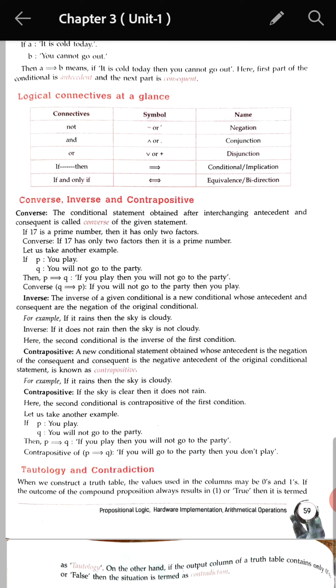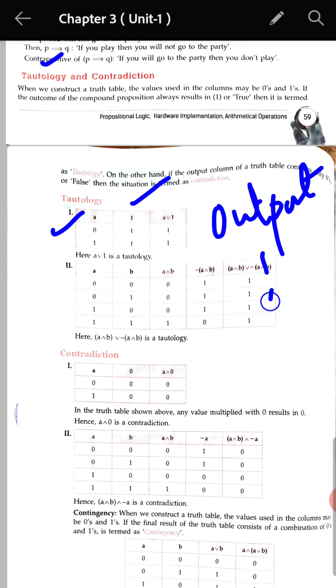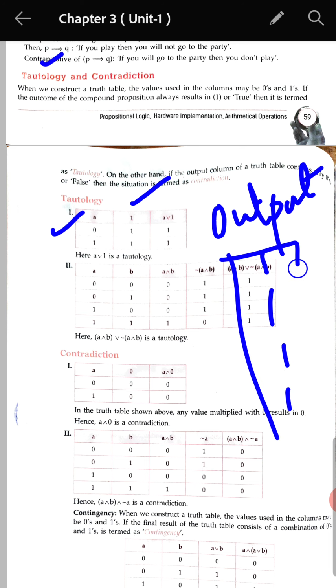Then I'm moving further with the next topic, that is tautology and contradiction. These topics occur in truth tables. When we are creating a truth table, a truth table always contains either zeros and ones as input and output. The tautology says if your output contains all ones, then it belongs to tautology.